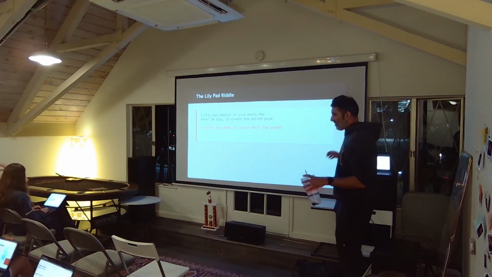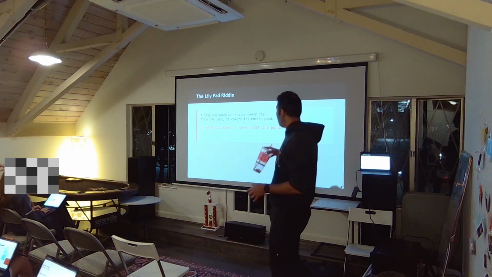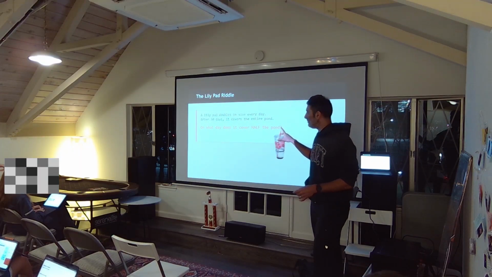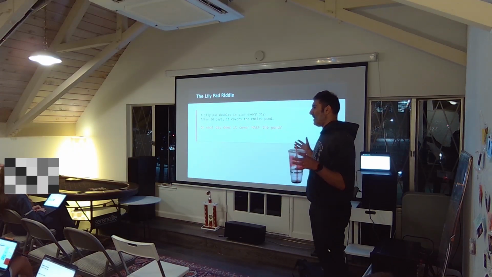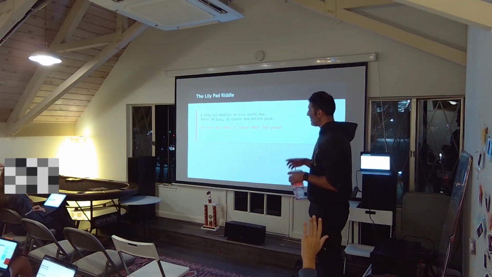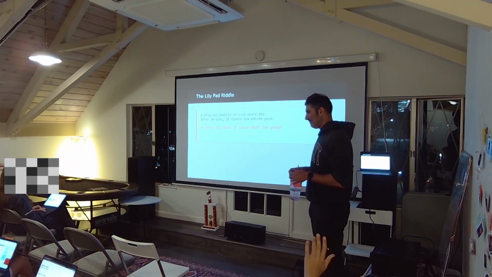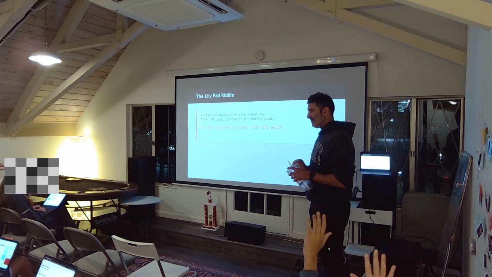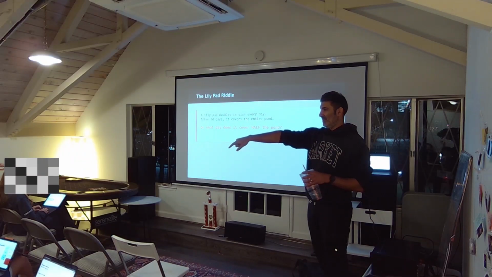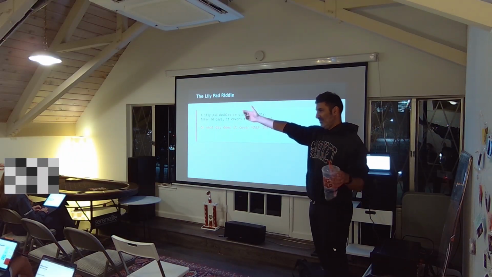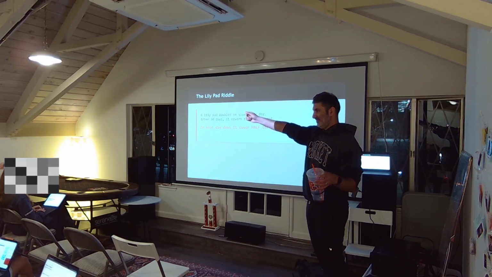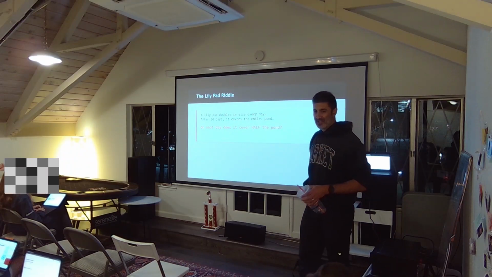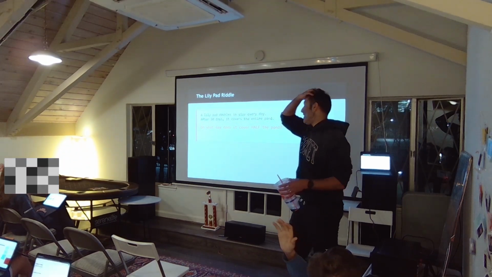Here's a question to start it off. A lily pad doubles in size every day. After 30 days, it covers the entire pond. On what day does it cover half the pond? 15? 29. 29? Oh, you're right. He's right. It doubles every day, so it'd be half at day 29.